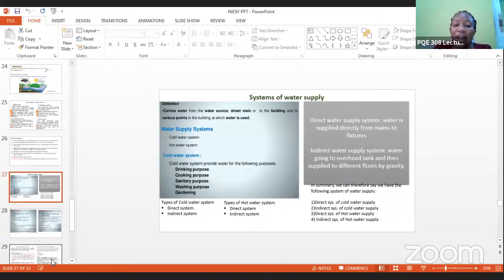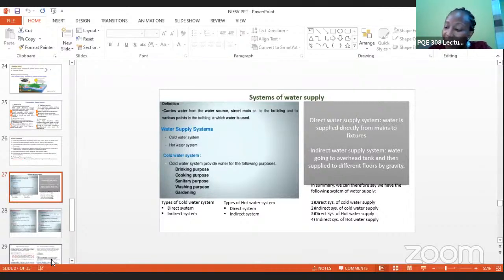So actually, if I want to put this direct and indirect together, I can now say we have 4 types of systems of water supply. I can say, because each one has direct and indirect. Under cold, I have direct and indirect. Under hot, I have direct and indirect. So I want to put them together now. So I can say I have direct system of cold water supply, indirect system of cold water supply, direct system of hot water supply, indirect system of hot water supply.